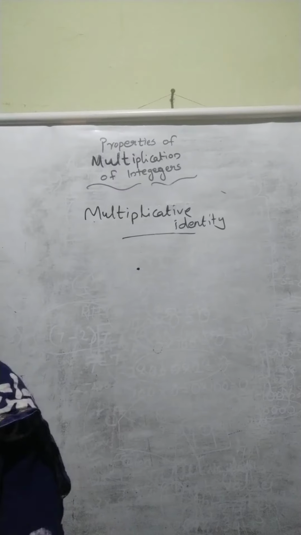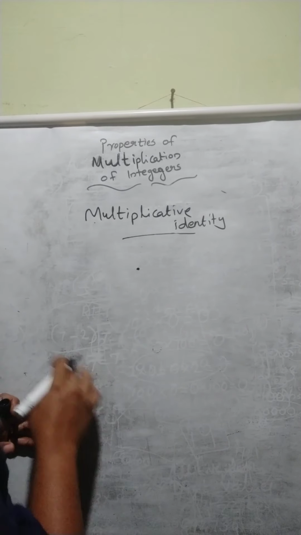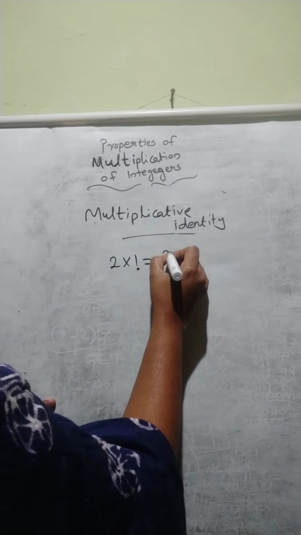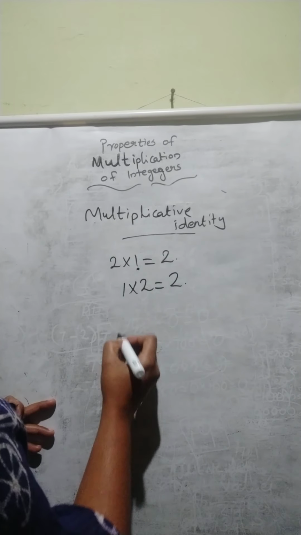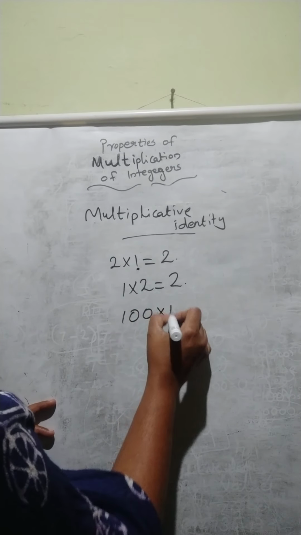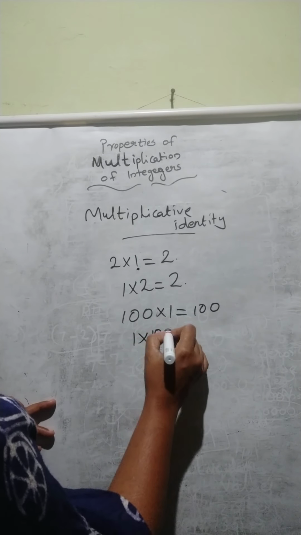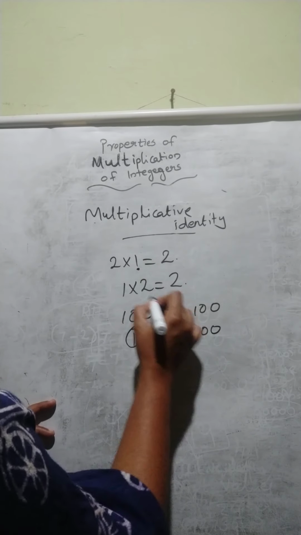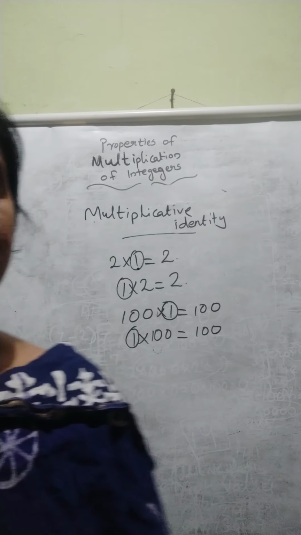Clear? Next, multiplicative identity. That is 2 times 1 is equal to 2 itself. Then 1 times 2 is also equal to 2. Then 100 multiplied by 1 is equal to 100. And 1 multiplied by 100 is also equal to 100 itself. That means when we are multiplying by 1, we will get the same integer as the answer.